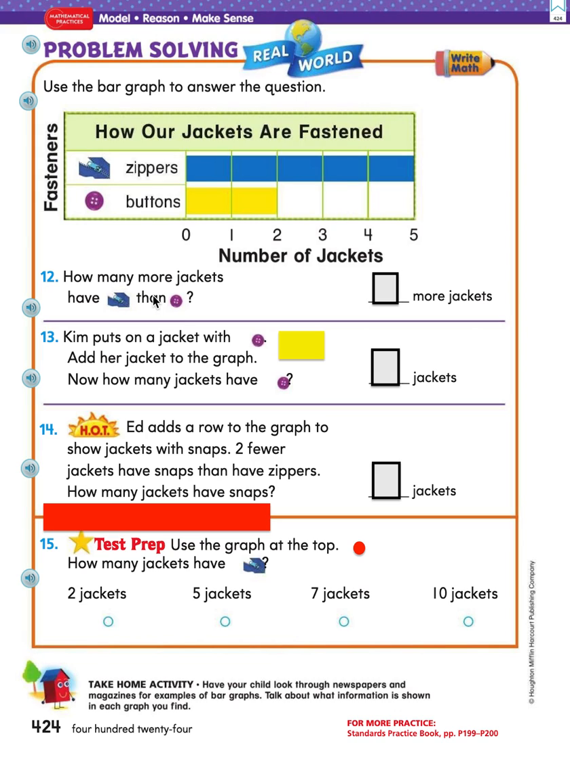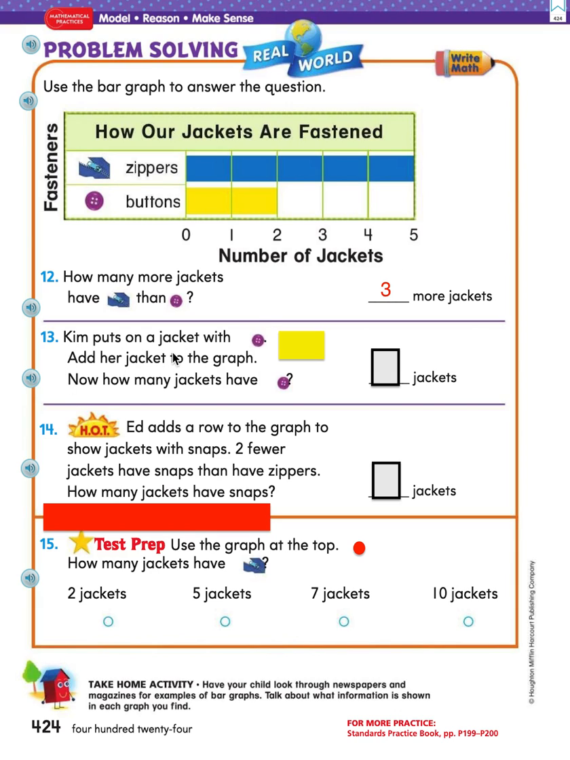Go ahead and pause it so you can work. How many more is our keywords. That tells us we need to subtract. Okay, so if we go up here, we find our two numbers. We have 5 and 2. If we were to subtract, we do 5 minus 2, and we'll get the difference of what's left, 3. So 3 more jackets have zippers than buttons.